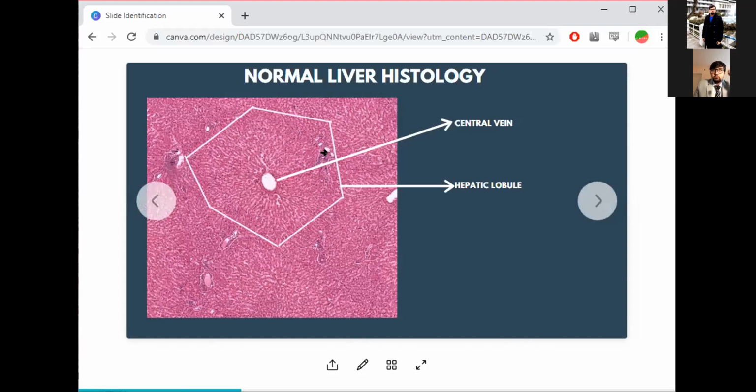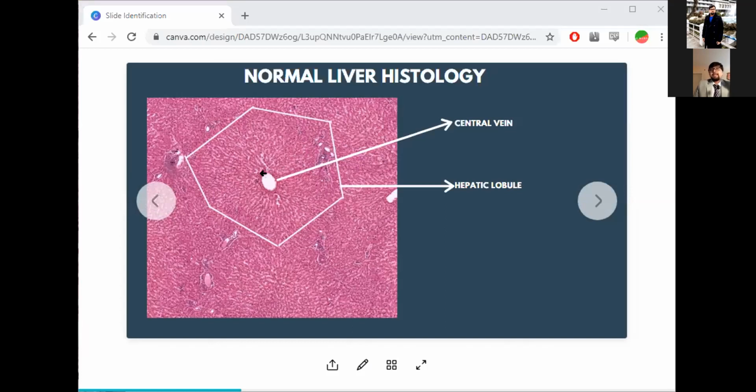So when you look at a slide, I want you to first look for something that resembles a hexagon, right? A hexagon is a shape with 6 sides. And in that, I want you to look for the central hepatic lobule and then go and check this part and see if you can see these two structures.